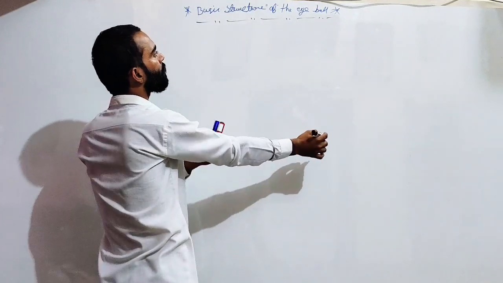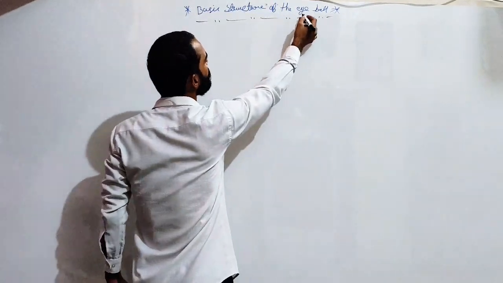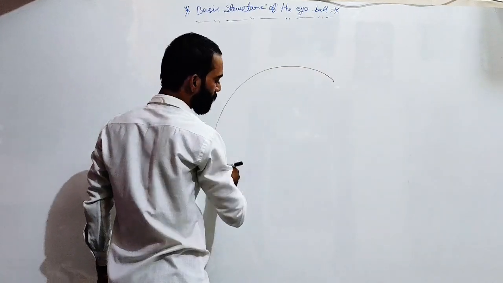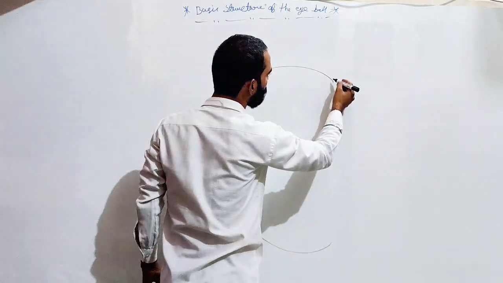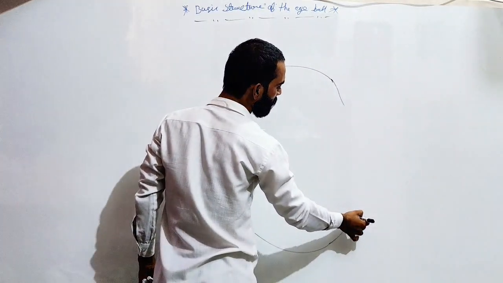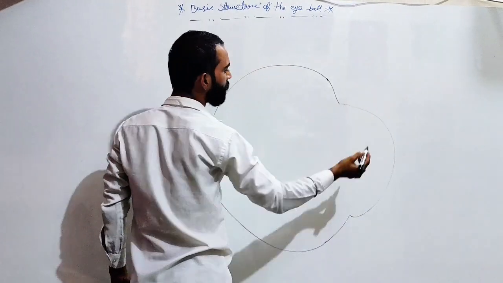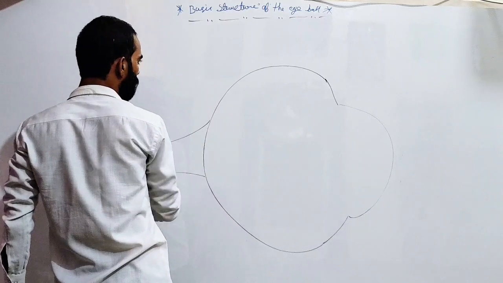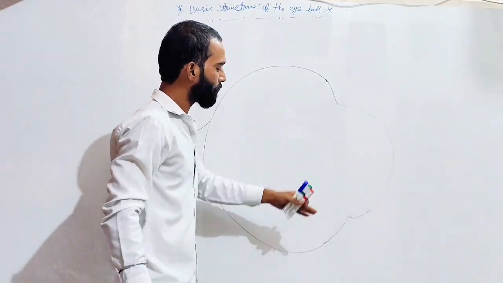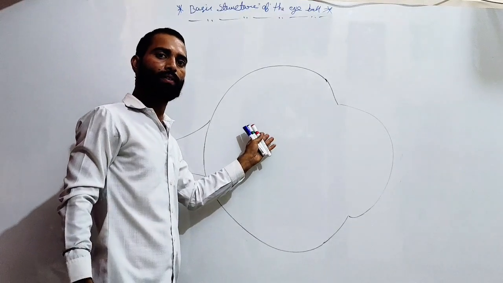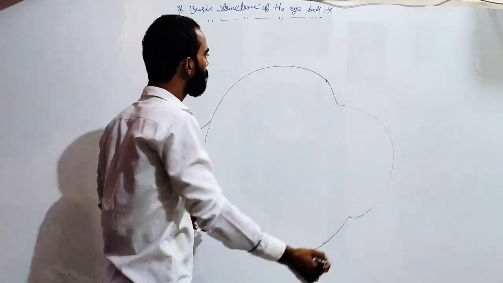Today we are going to discuss the basic structure of the eyeball. First we discuss the walls of the eyeball. Then after we go into the detail of each part of the eyeball.